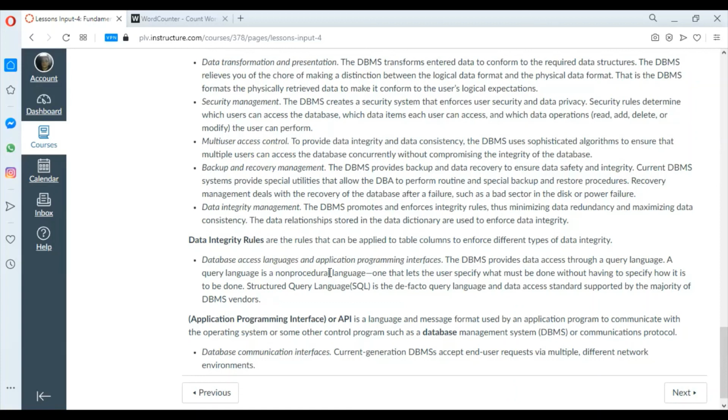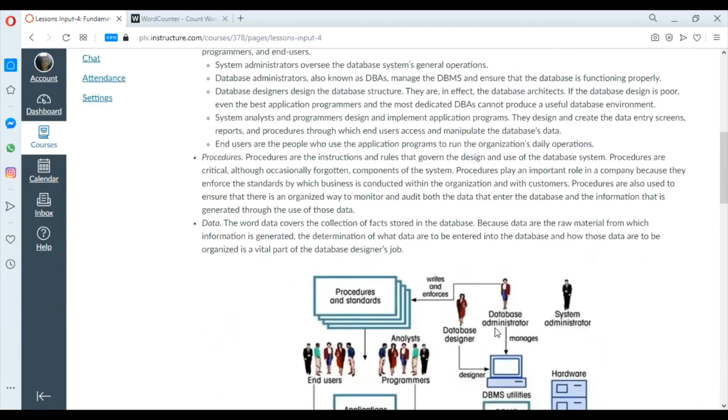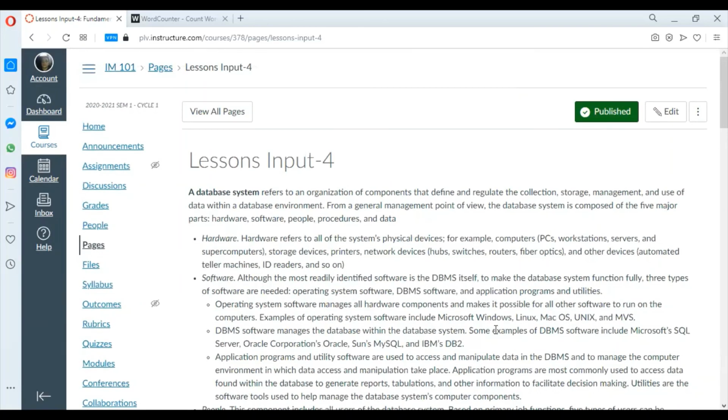Lastly, we have database communication interfaces. The current generation DBMS accept end user requests via multiple different network environments. Okay, so basically guys, that's it for our lecture in Unit 4.